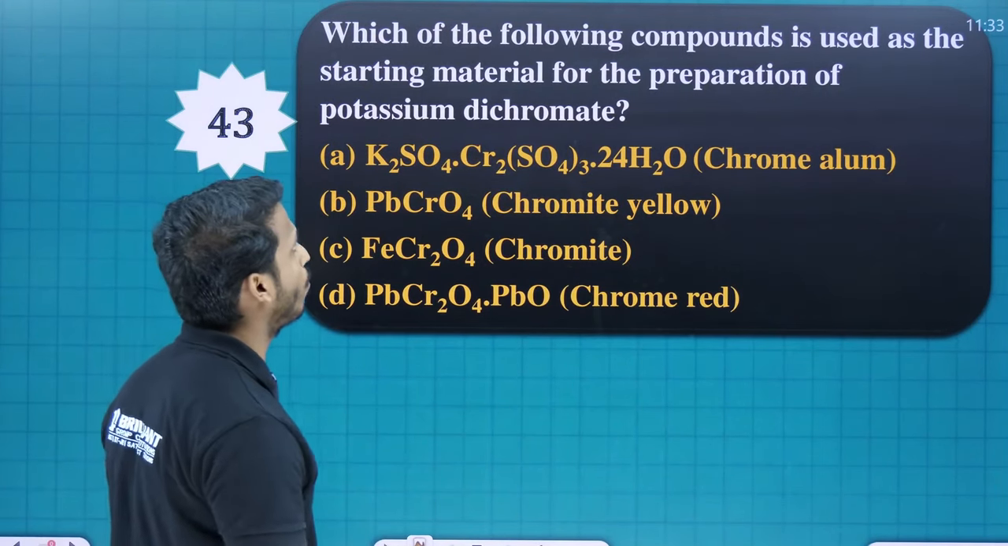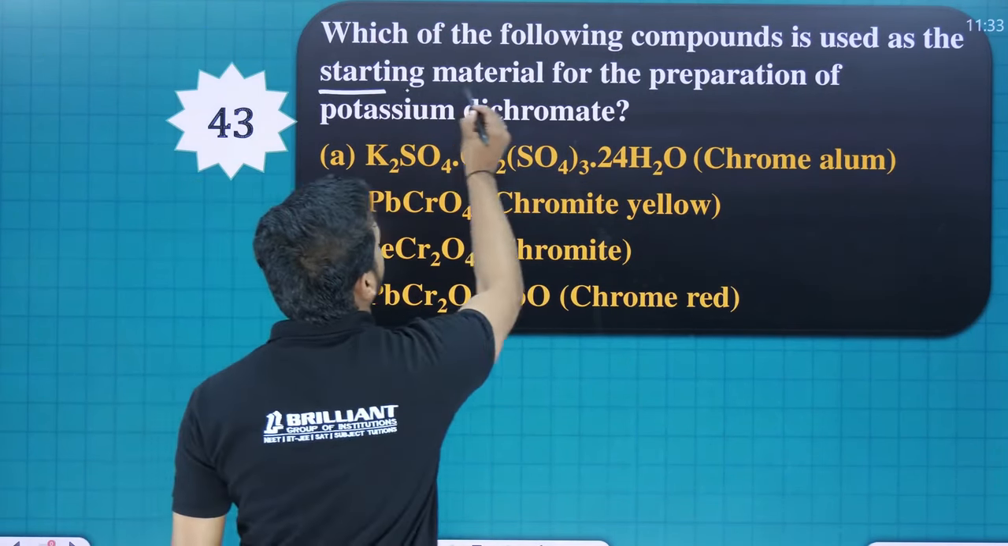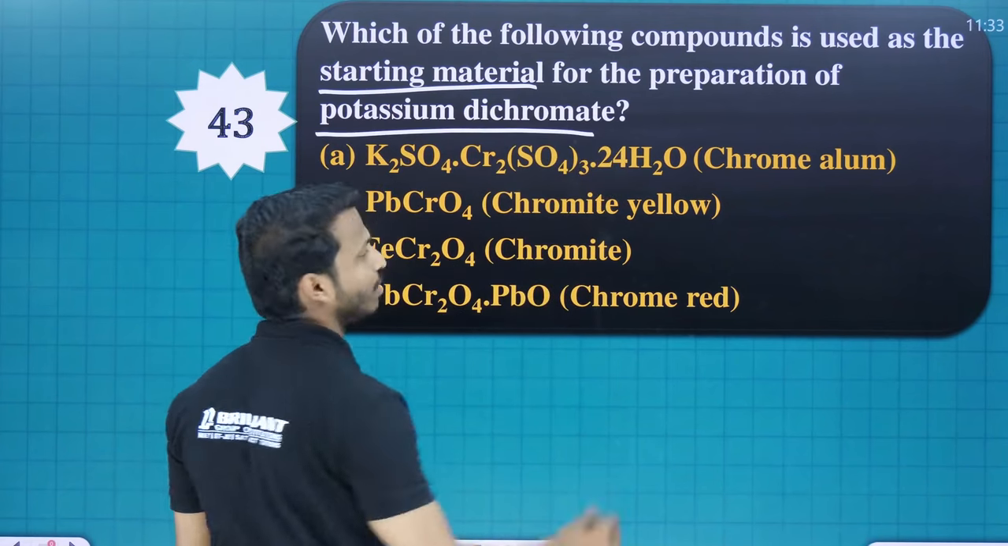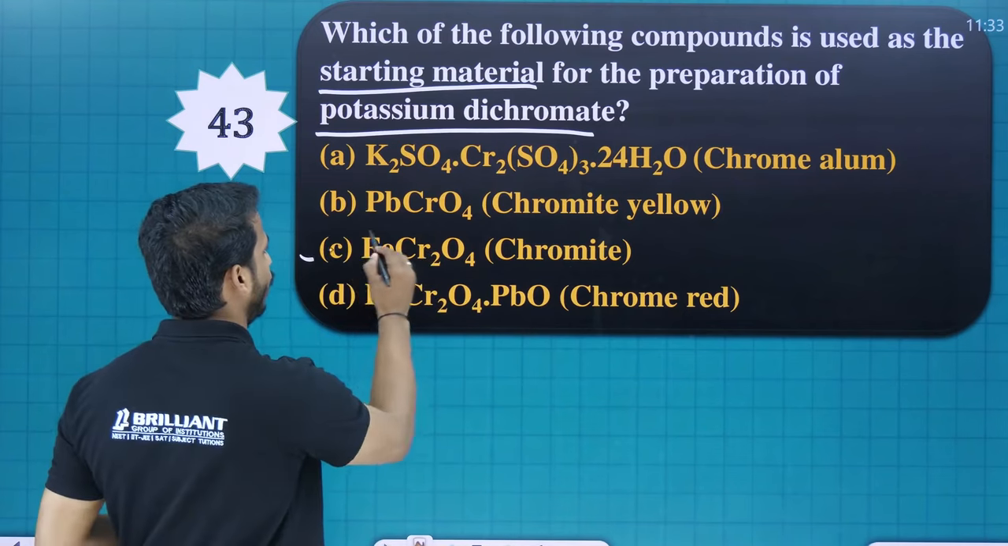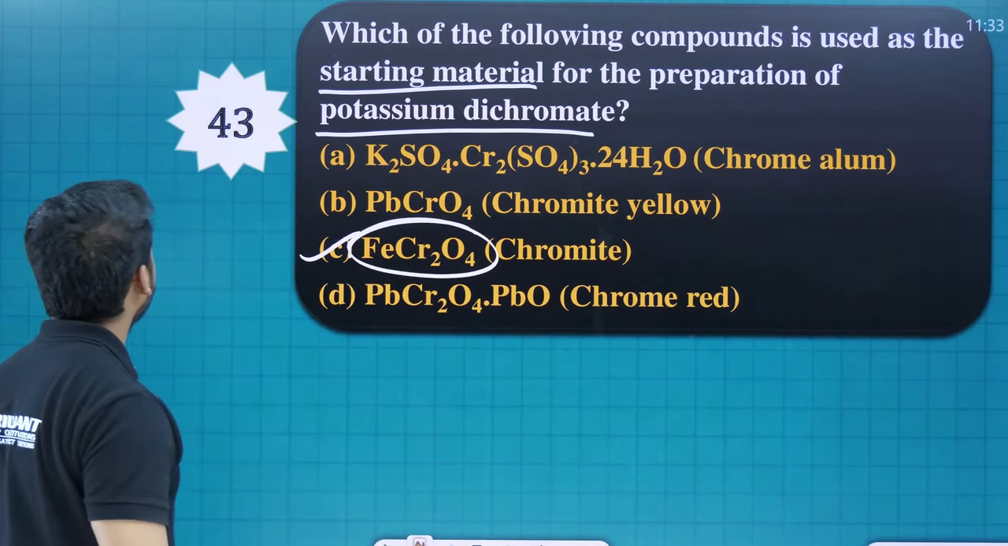43. Which of the following compounds is used as the starting material for the preparation of potassium dichromate? Just we discussed, which one? Chromite ore, FeCr2O4.